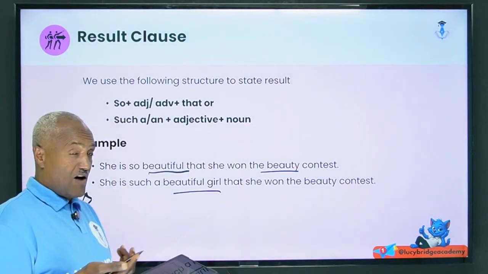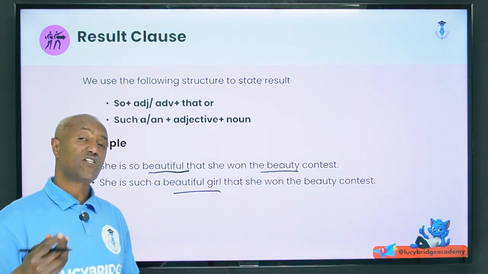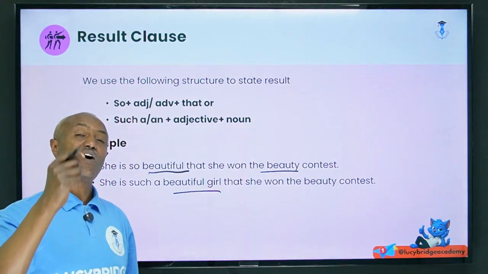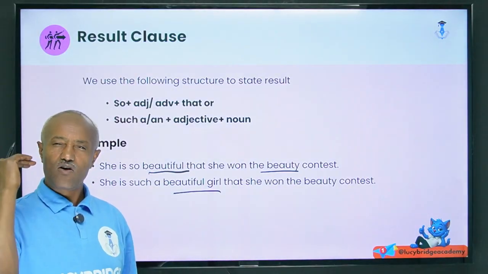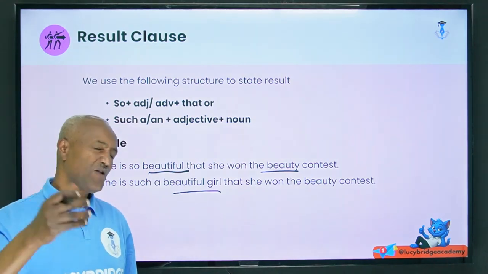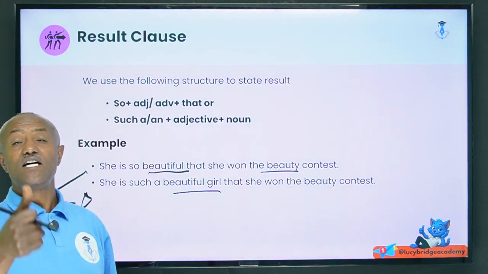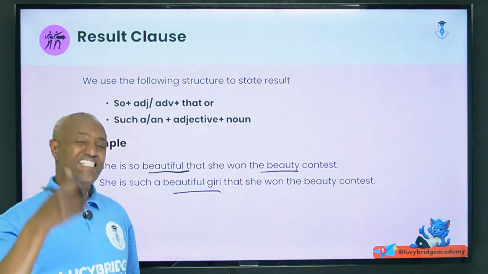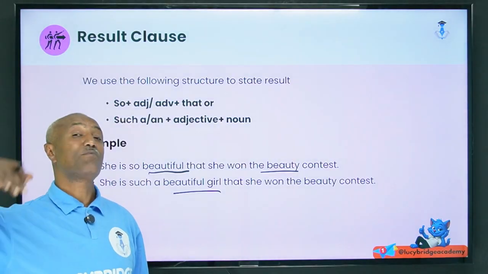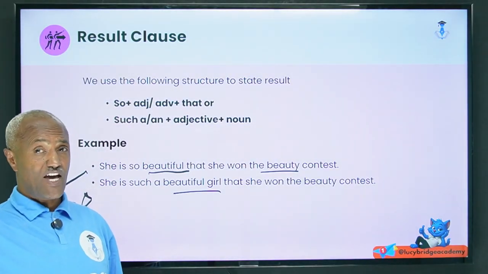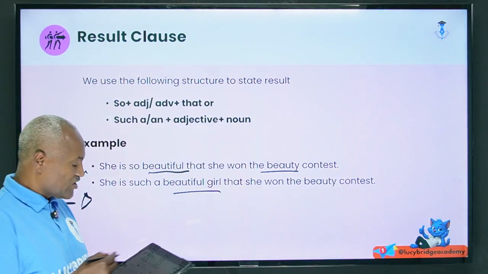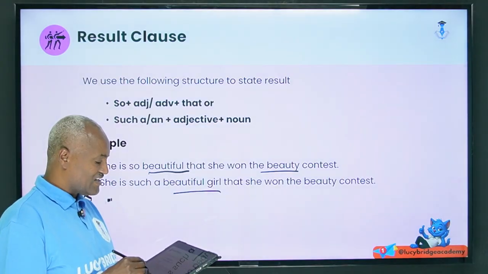For instance, I don't know how much you remember when we discussed this inversion. Inversion that we saw last time, the concept is what? When we begin with a negative word or phrase or restrictive word, inversion takes place. That means the auxiliary verb comes before the subject and we end with a full stop, to make it different from an interrogative statement. This is what you have to remember.